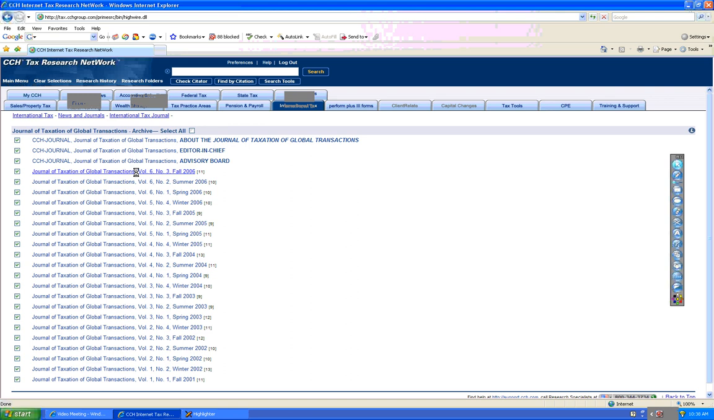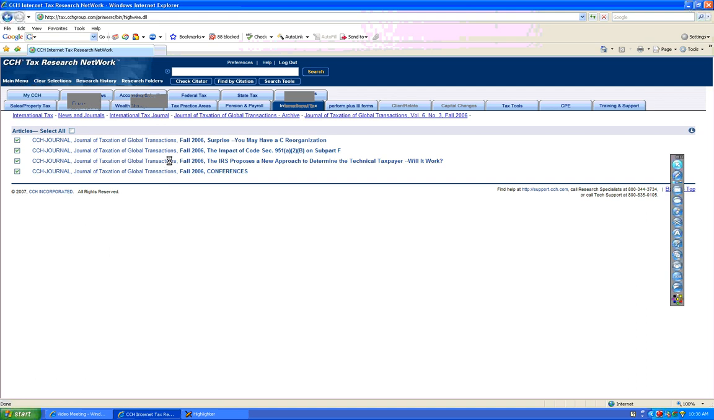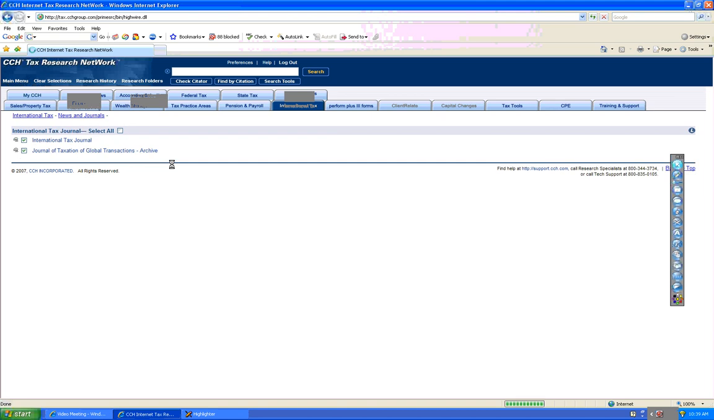So here's fall 2006. I'm just going to open it up for you, just so you can see what type of articles are in there. But if I wanted to do a search, there at the top of my screen, I would click International Tax Journal, I click International Tax, I click Global Transactions, I go to the search bar at the very top of my screen, I'm going to type in the word permanent establishment, and click search.